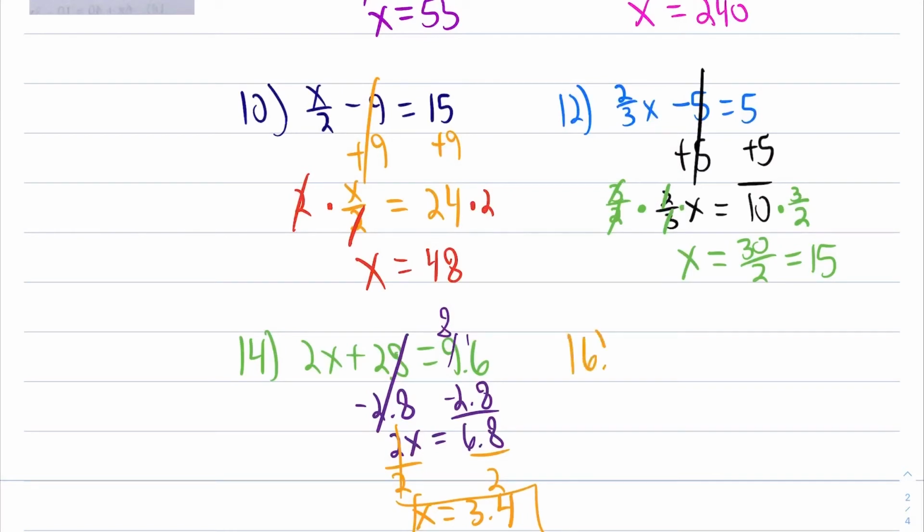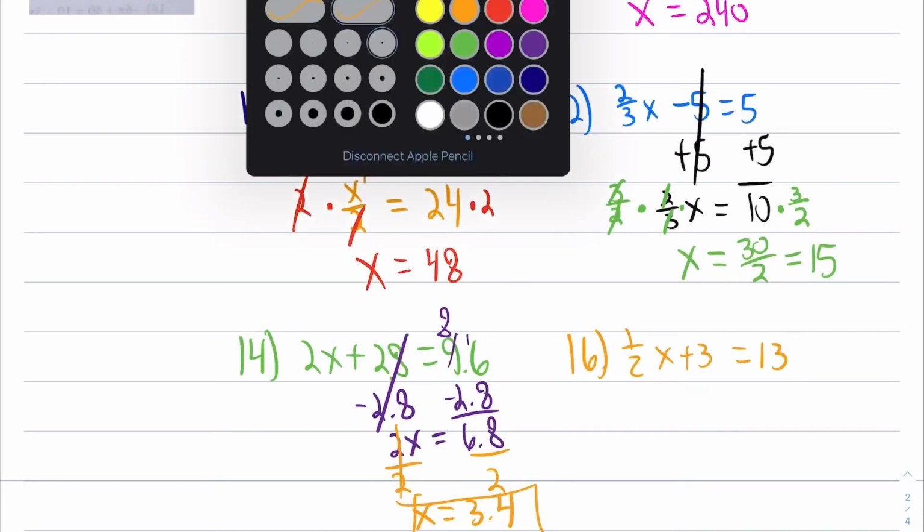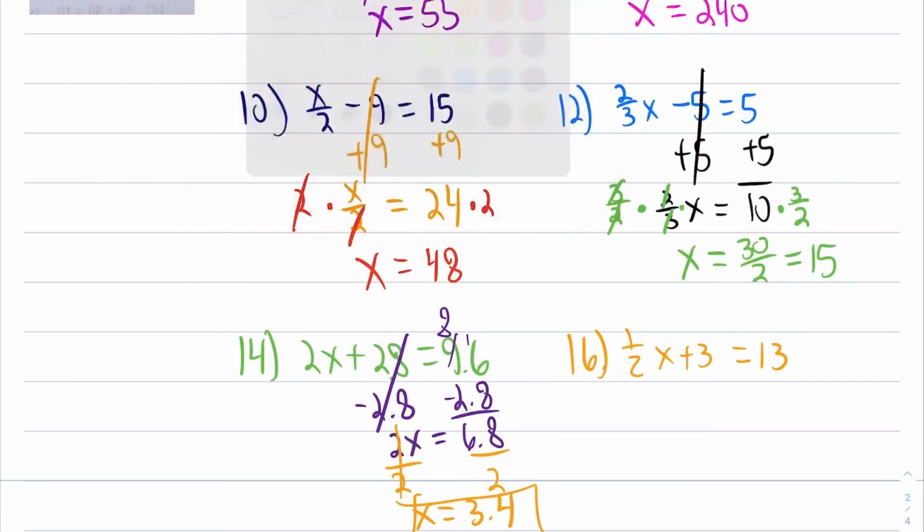Last one, number 16. Starting with what is furthest away, we're going to get rid of the plus 3. We're going to subtract 3. That leaves us with 10 equals 1/2 x.